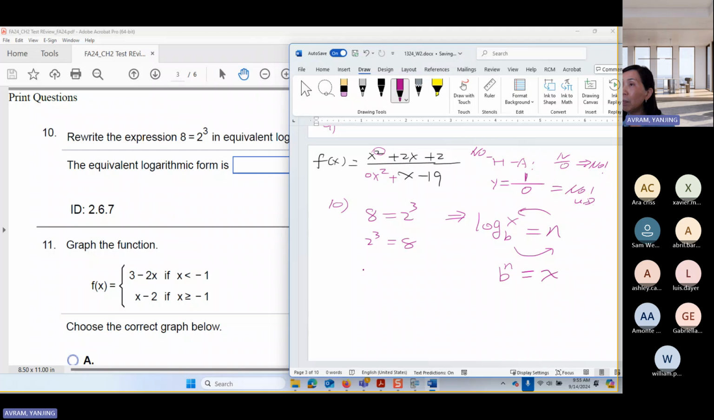So we said earlier the base stays the same. This 2 is the base, and it will be the base in the logarithm. Okay, so where does 3 go?